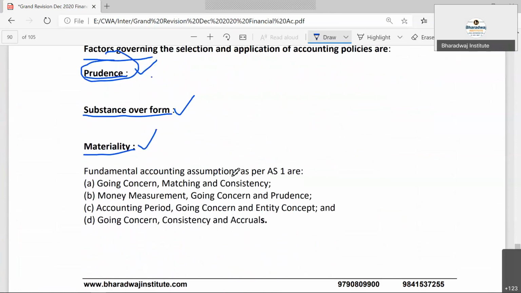Now, this is a kind of MCQ you will get. What are the fundamental accounting assumptions? A, B, or C?